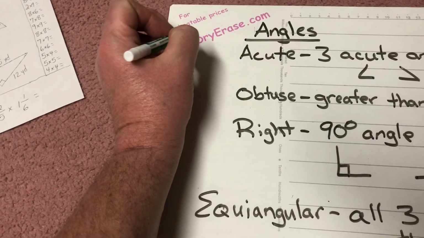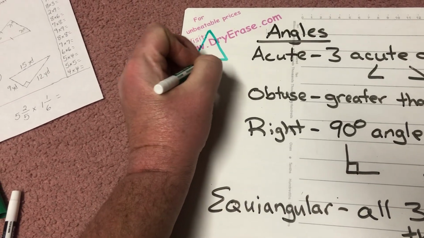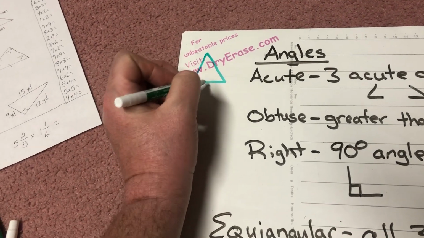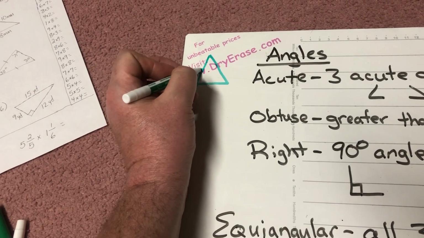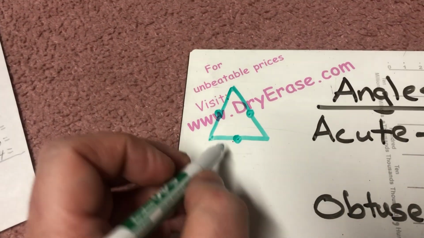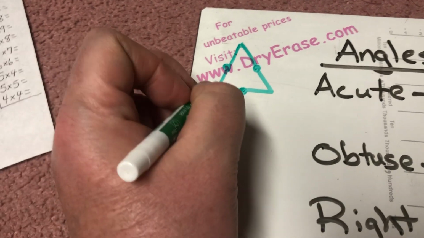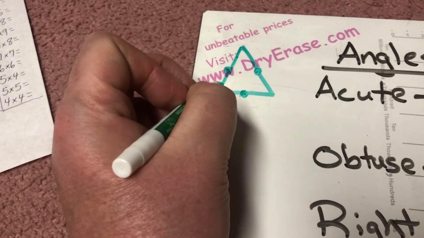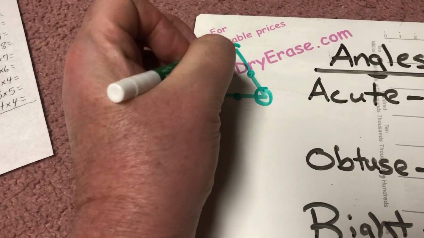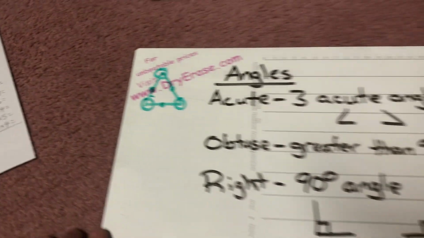If I was just to put a basic triangle right here, you would understand that. A triangle has 3 sides: 1, 2, 3. And it also has 3 angles. The angle is basically a measurement right there. It's an angle. Okay? And we have different types of angles.